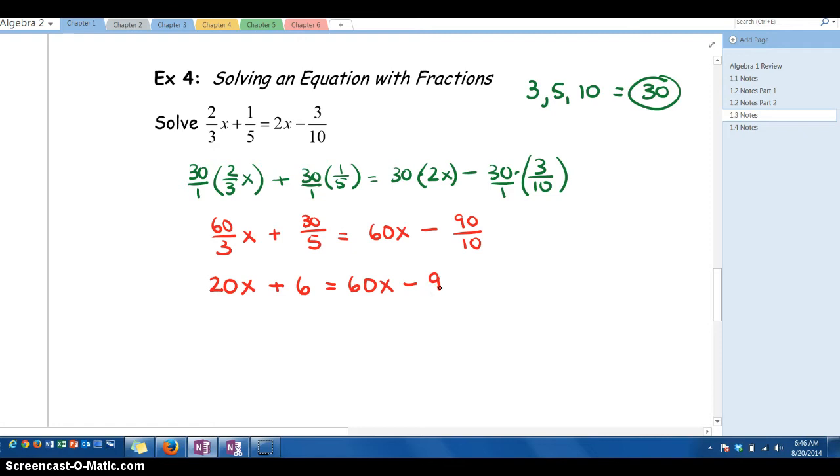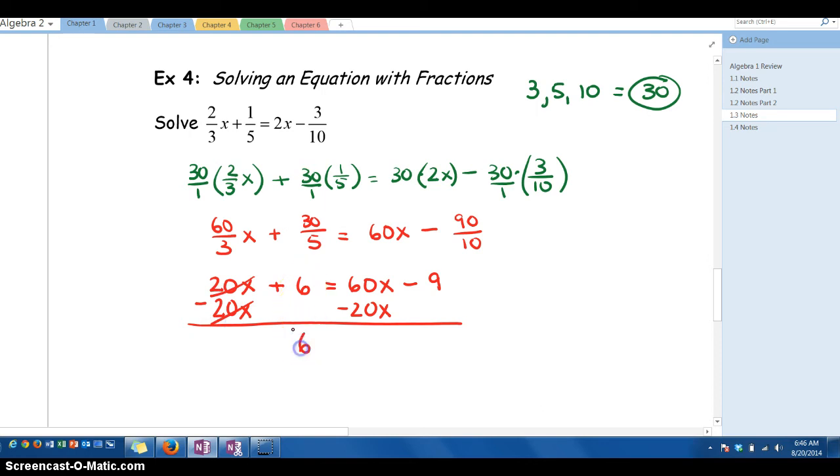Notice that now we are doing exactly the same thing we did in example 2 with just 2 variables on each side. So instead of moving the 60x, I'm going to go ahead and move the 20x because it's just smaller. No really good reason other than that. So subtract 20x on both sides. Well, 20x minus 20x is 0.